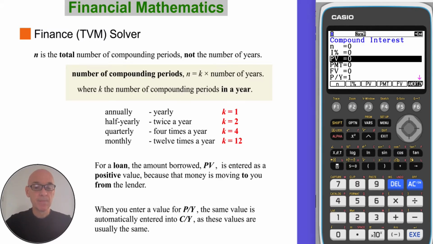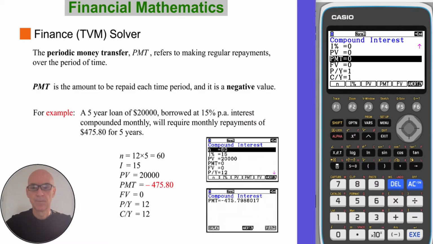For a loan, the amount borrowed, PV, is entered as a positive value because that money is going to you from the lender. When you enter a value for P/Y, the number of payments per year, the same value is automatically entered into C/Y, the number of compounding periods per year, as these values are usually the same. The periodic money transfer, PMT, refers to making regular payments over the period of time. PMT is the amount to be repaid each time period, and it is a negative value.